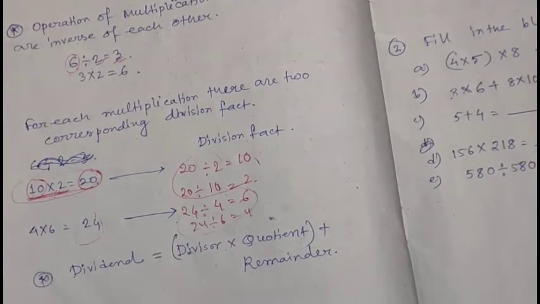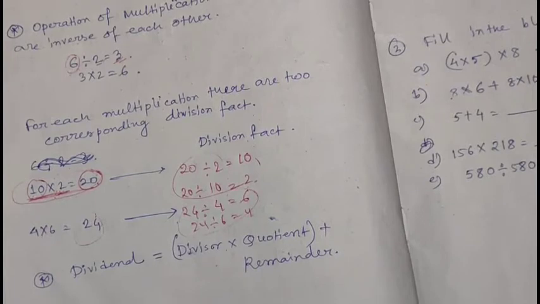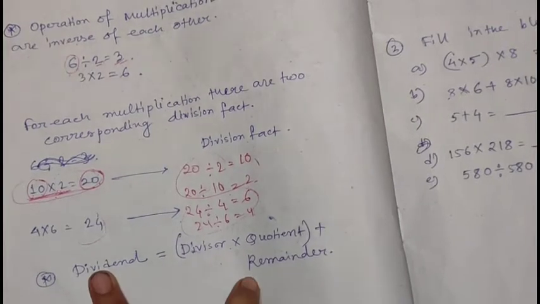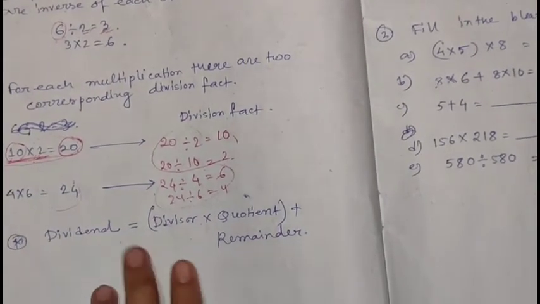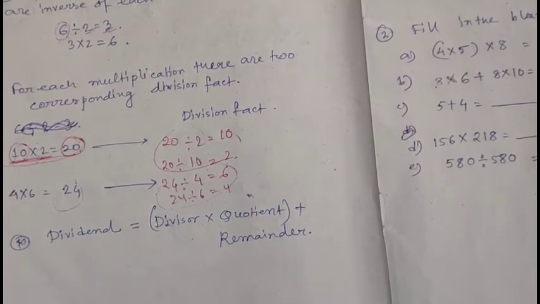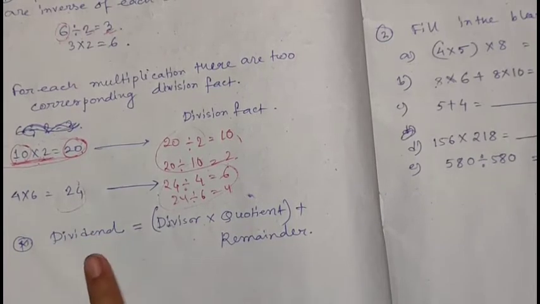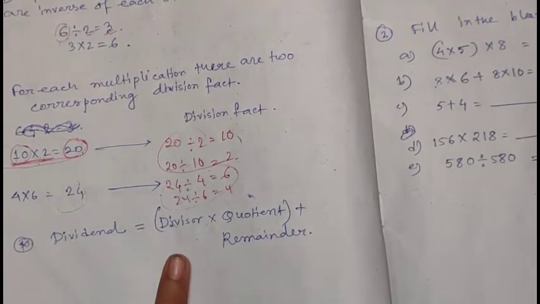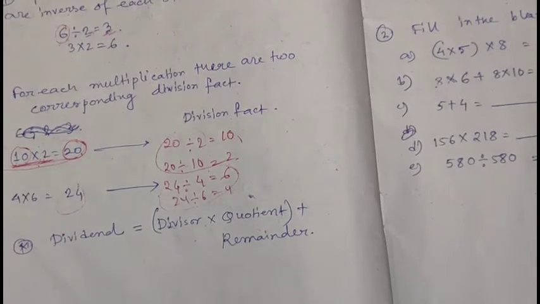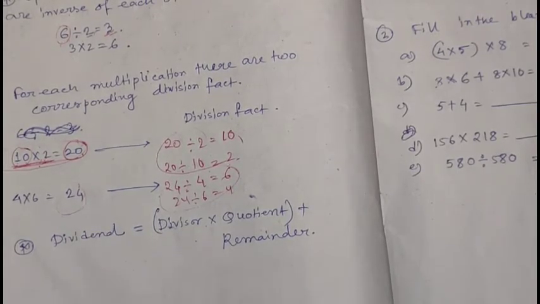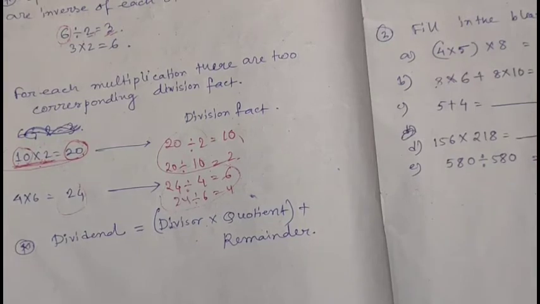And there is an important relation between dividend, divisor, quotient and remainder. You have to remember this formula, or this relation. So what is dividend? Which number is divided by another number? The number that we divide, that is called dividend. And which number divides the other number? The number that divides, we call it divisor. And after division, the number we get is called quotient. And the number left after division is called remainder.